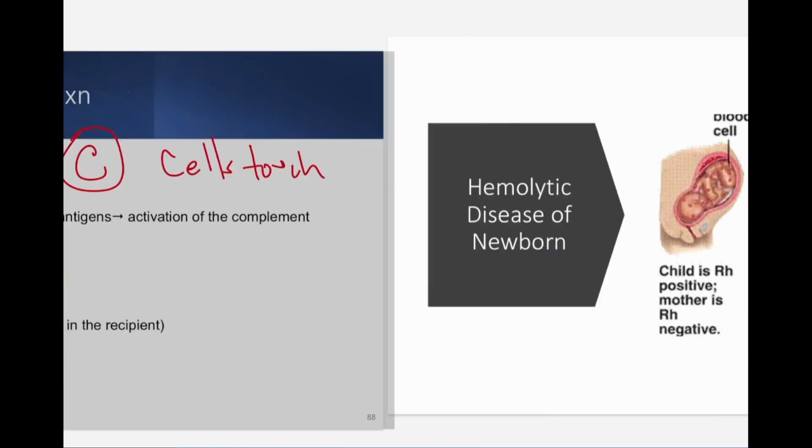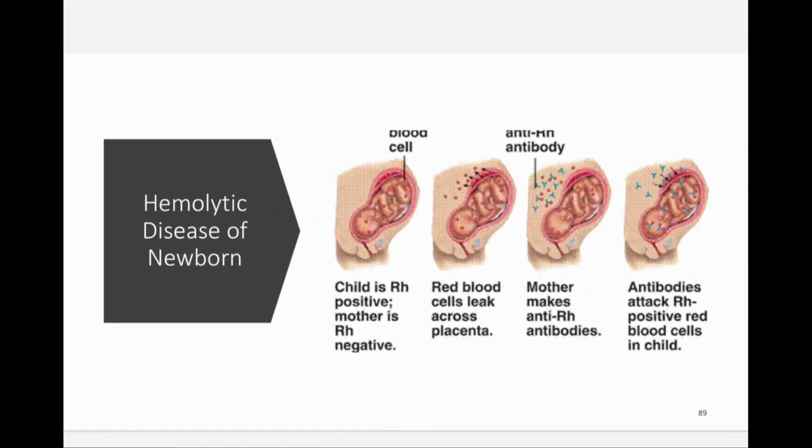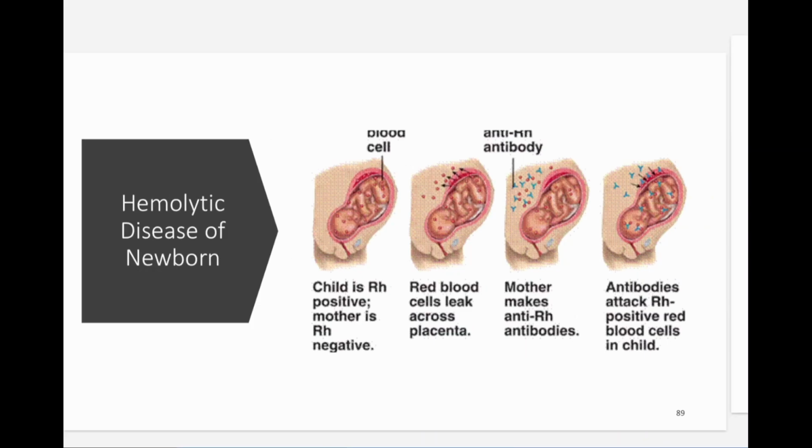Immune system hemolytic anemia. So here's again, child is Rh positive, the mother's Rh negative. Red blood cells may leak across the placenta during delivery. So now the mother is going to start making these anti-Rh antibodies. On the second pregnancy, if that baby is also Rh positive, those antibodies can cross the placenta and kill the baby. So again, cells are touching for type 2.